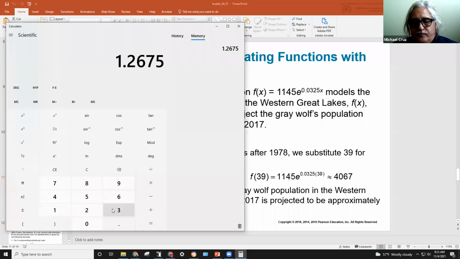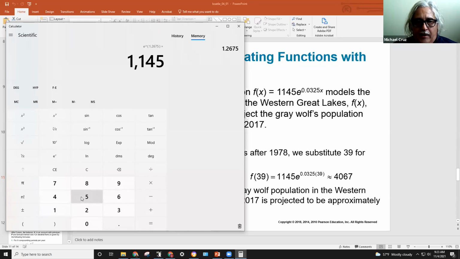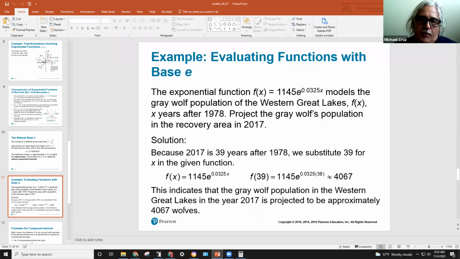Okay, that's right. So now we're going to do e. Okay, there it did it. Okay, there we go. I knew it should have been bigger. Times 1145 is equal to 4,066.999. They rounded it off, because you're not going to have a partial wolf. So that means there's going to be approximately 4,067 wolves in that Great Lakes area after 39 years.